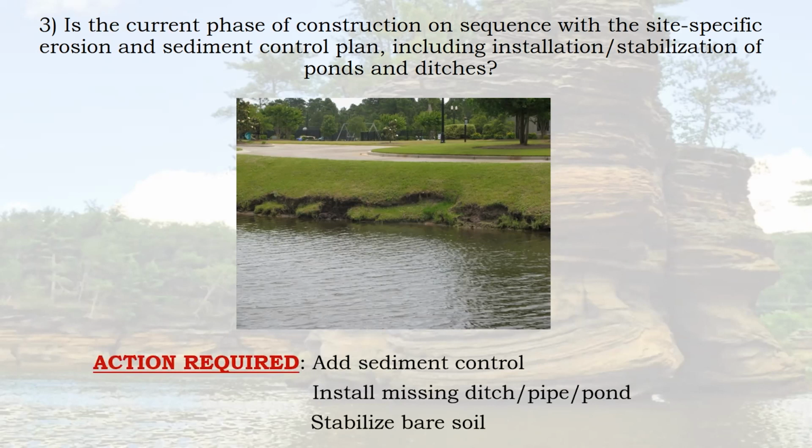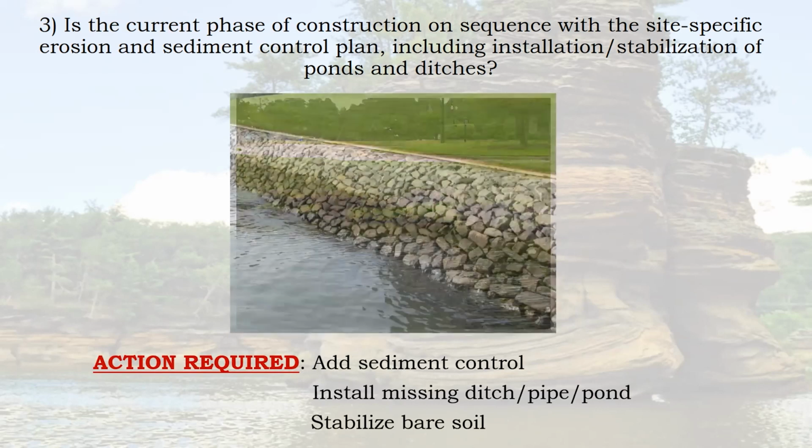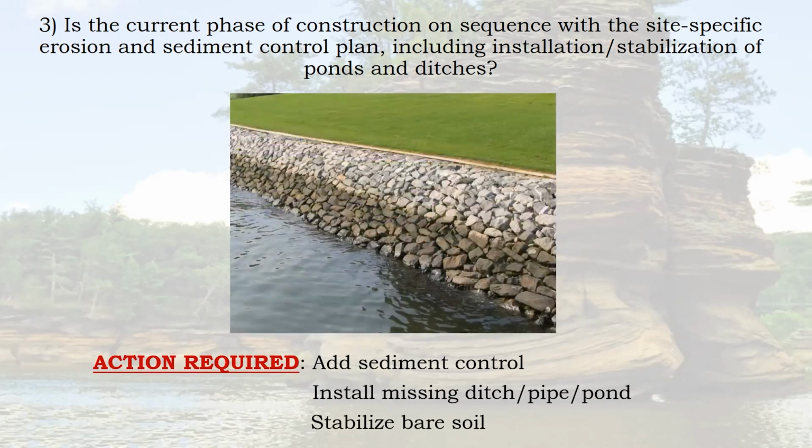Different actions that may be required are going to be to add sediment control, install missing ditch pipes basically so they can not run over the crest of the pond, or to stabilize the bare soil. And in this case, more often than not, you'll see something like this where it's got some stone that stabilizes the bank so it doesn't erode into the pond.